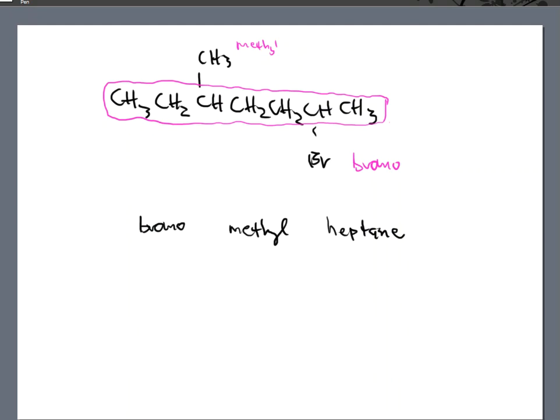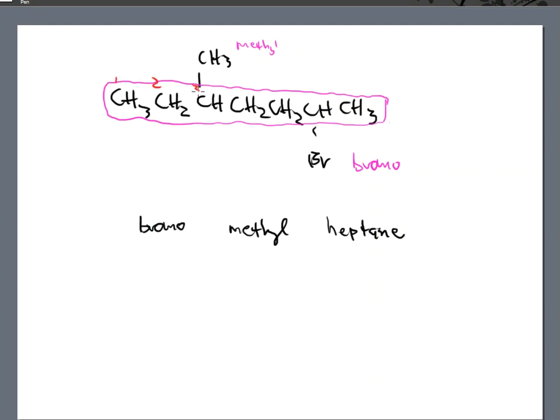And now the numbering system is going to come into play. I could number from the left to the right, or I could number from the right to the left. I try to gravitate toward the side that has the most substituents on it. And it looks like one of them is over here on the right-hand side. One is making its way over to the left-hand side. But the rule of the game is to choose numbers that give me the lowest number possible.